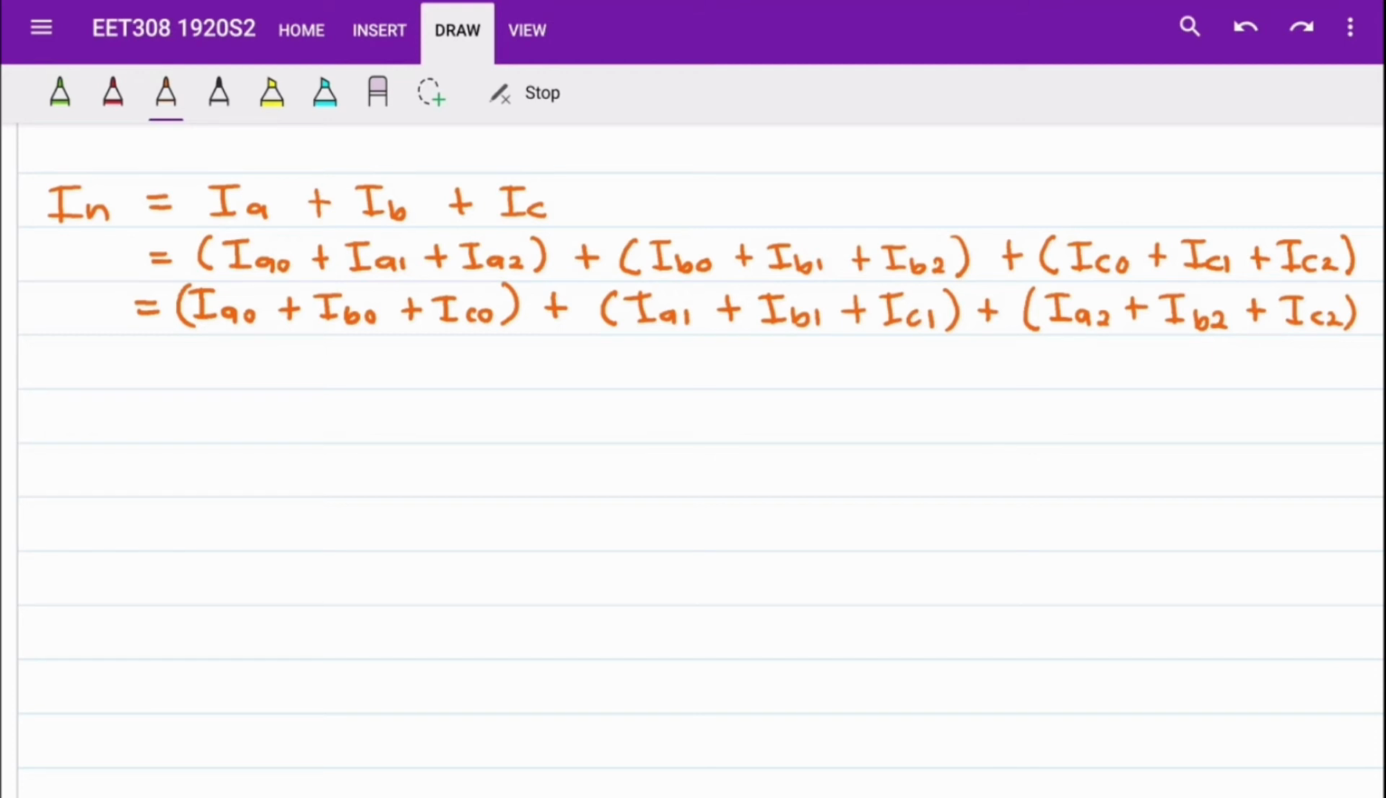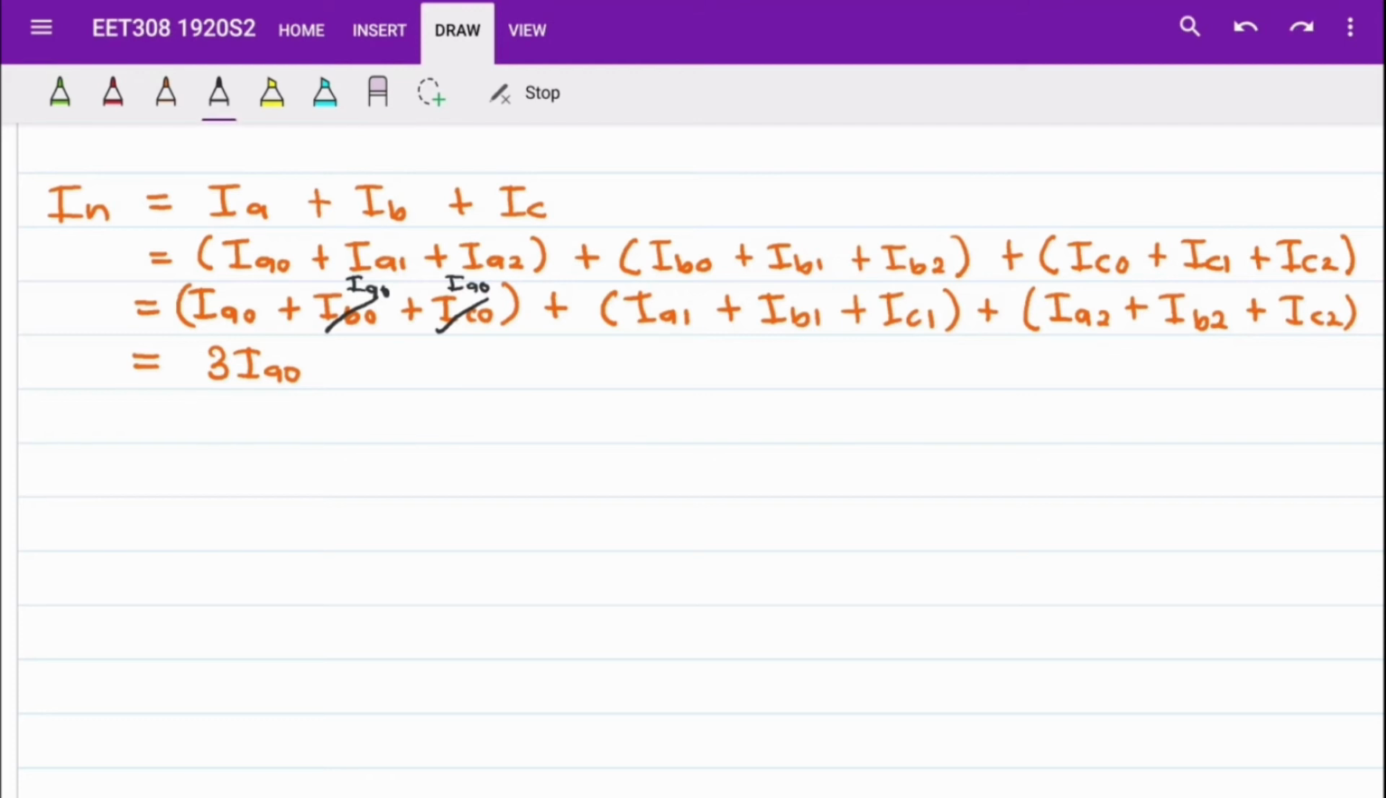So we can write the equation for zero sequence as 3 times IA0, where we know that IB0 is equal to IA0 and IC0 also equal to IA0. So we get 3 times IA0. Then for positive sequence and negative sequence, the magnitudes are equal and the phase displacement is plus minus 120 degrees.